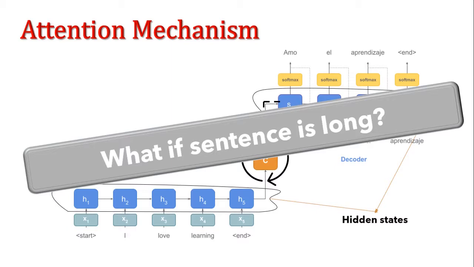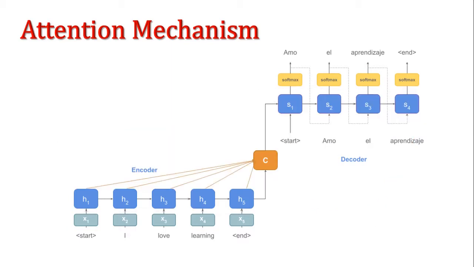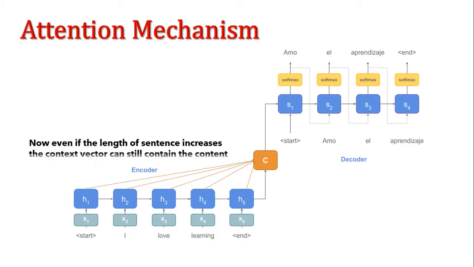To address this, we use attention mechanism where we give the context vector access to the entire input sequence instead of just the last hidden state. So in this way, even if the length of the sentence increases, the context vector can still contain the content of the sentence. So now, we just have to assign an attention weight on each of those inputs so that the decoder can focus on the relevant positions in the input sequence.